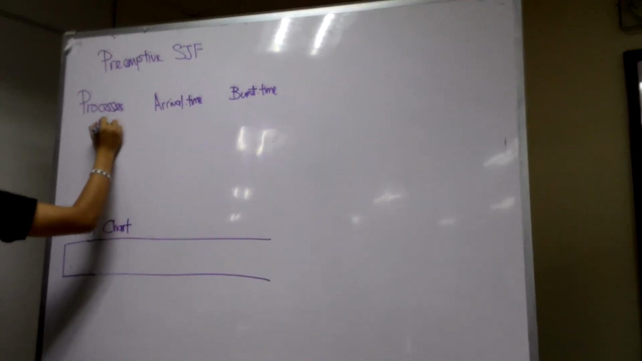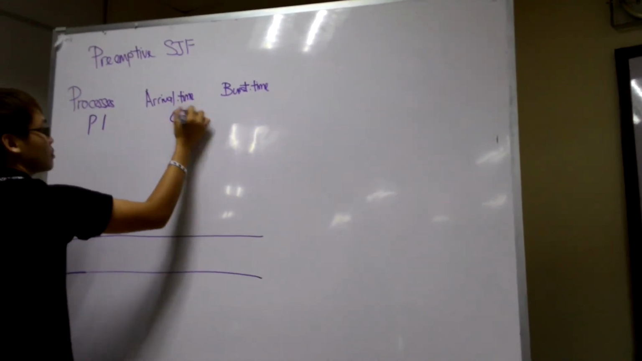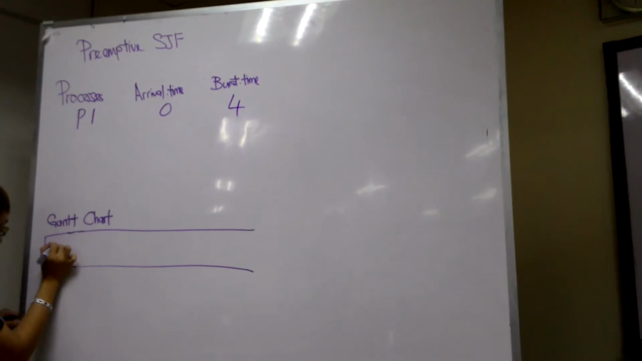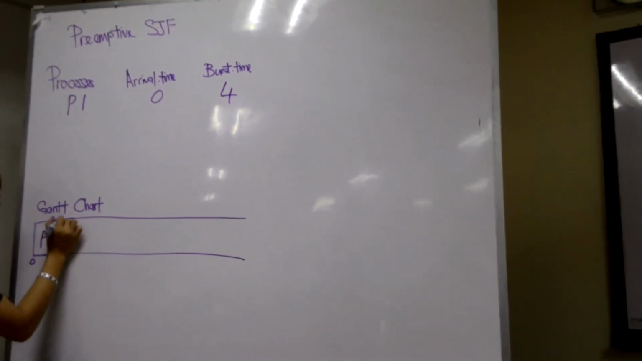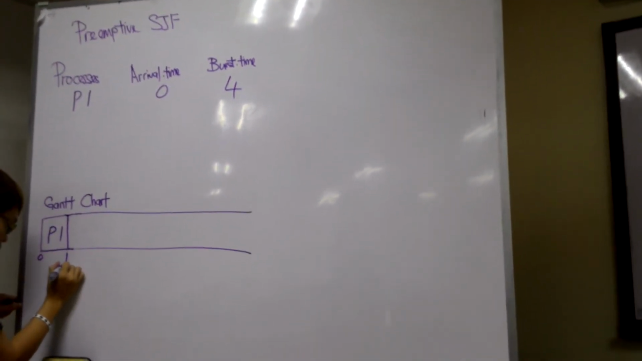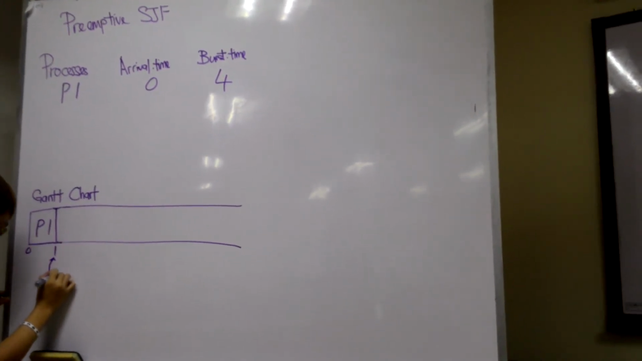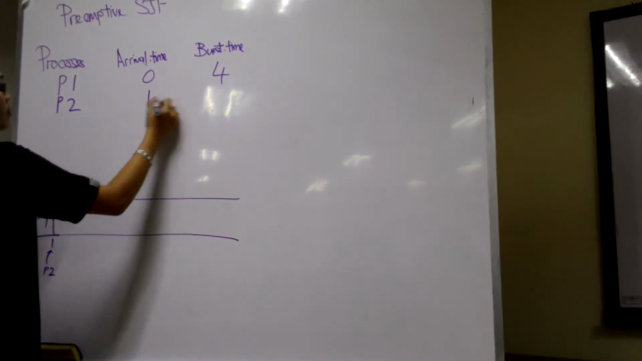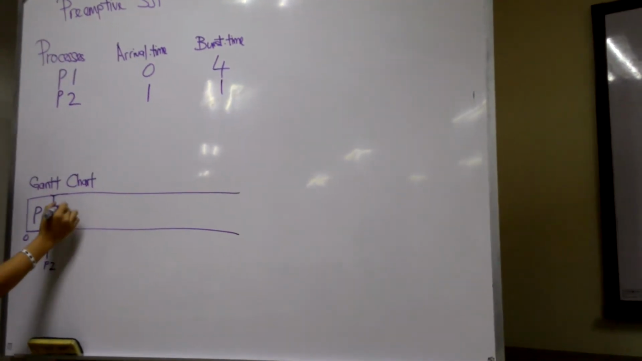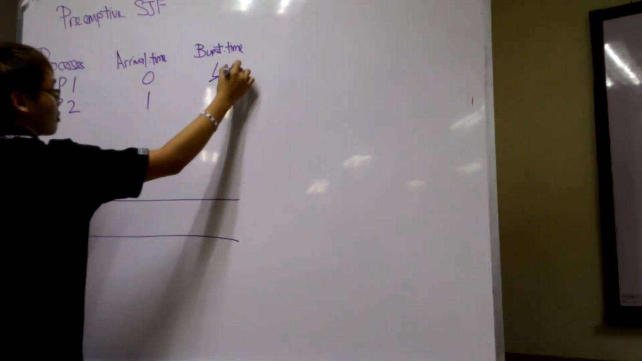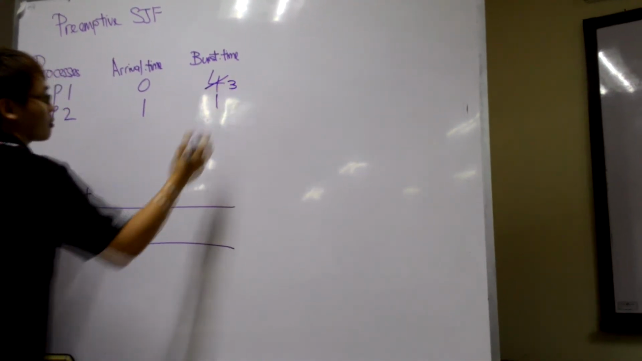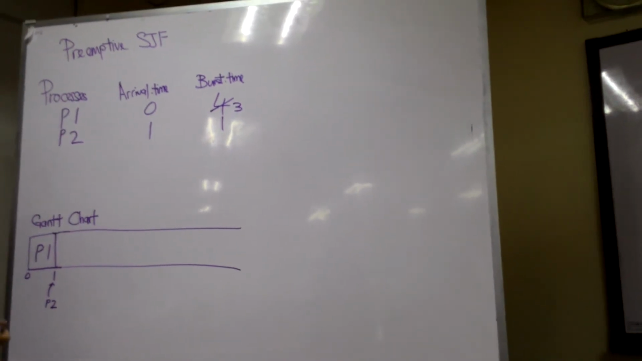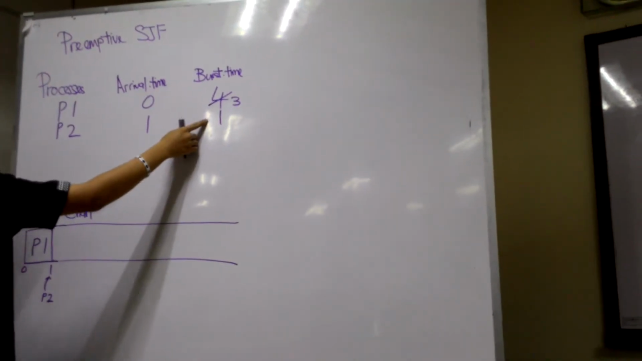P1 arrival time is 0. Burst time is 4. So P1 enters first. At 1 millisecond, P2 arrives. Arrival time is 1. Burst time is 1. P1 deducts 1 millisecond because P1 used 1 millisecond, so burst time becomes 3. P2 enters until finish.